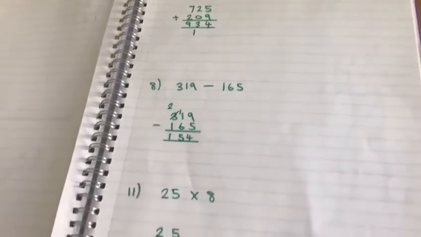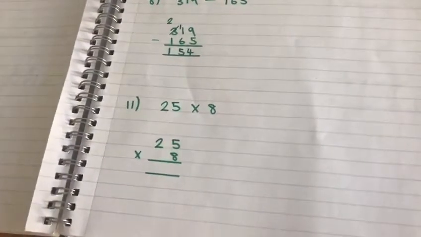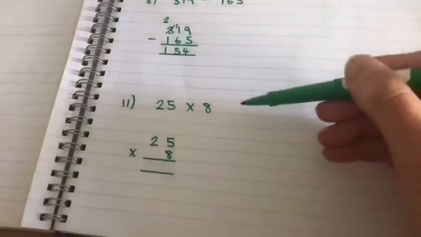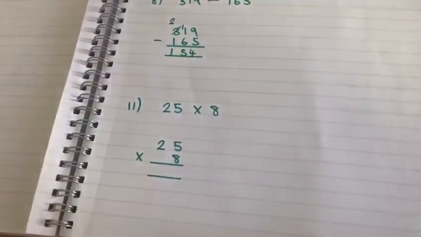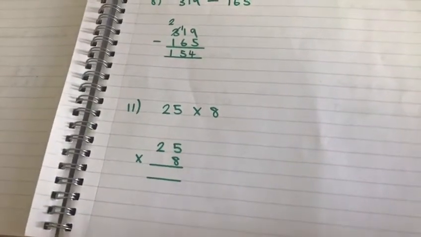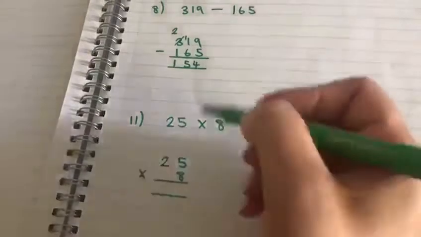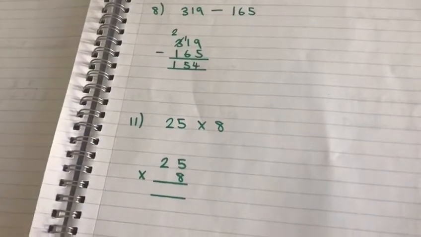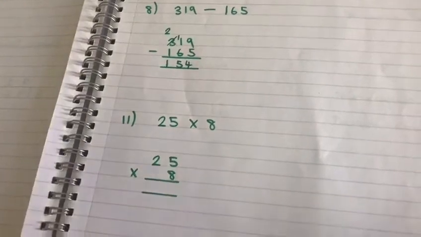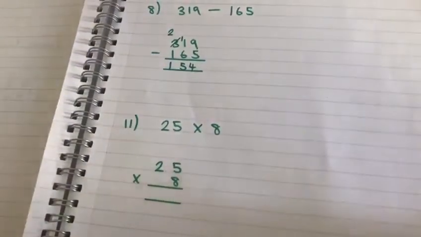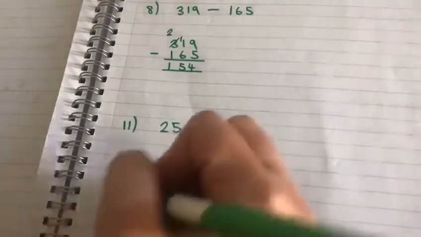Moving on to number 11 now. I've jumped a couple of questions. We've got a short multiplication question. 25 multiplied by 8. And this is how we set it out using short multiplication. We have to know our 8 times table for this one. So we would do, first of all, in the ones column, 5 times 8, 5 multiplied by 8. If that's a bit tricky, you can always do the question round the other way and say 8 multiplied by 5, which is 40.